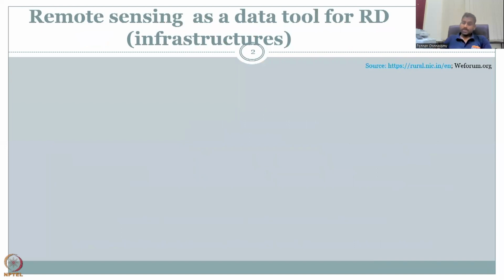Remote sensing has varied applications for rural development infrastructures. So there are infrastructures that are needed for rural development. In week 1, we have already given some snippets, some examples of how to use these infrastructures for rural development. In today's lecture, I'll also reiterate some of these while we look at the examples.